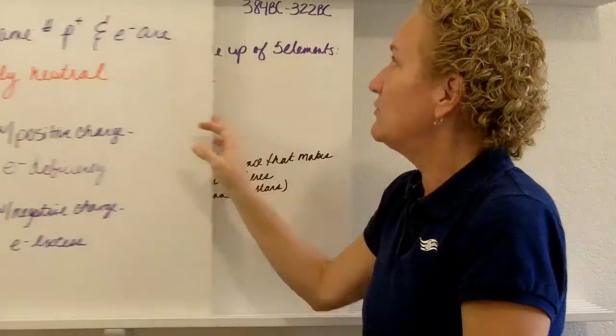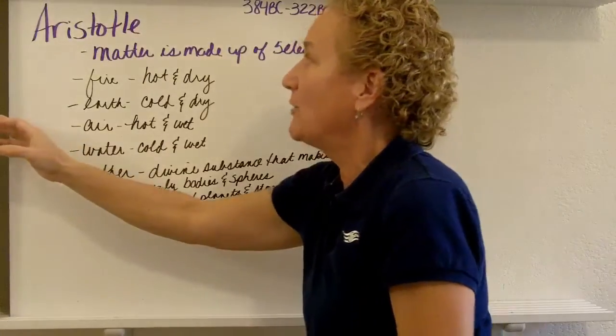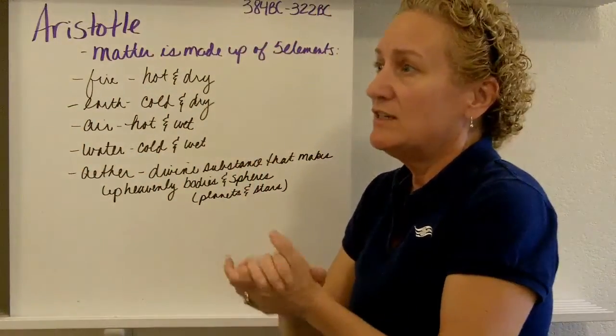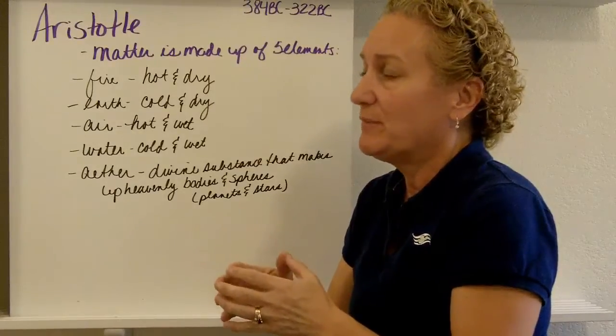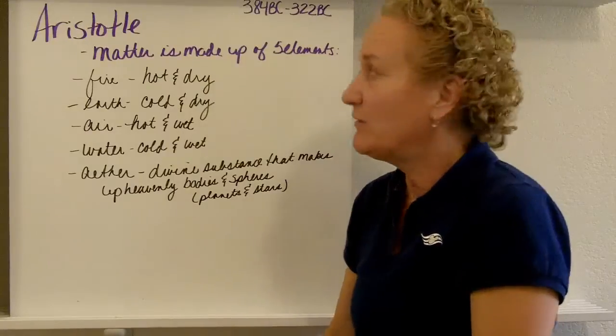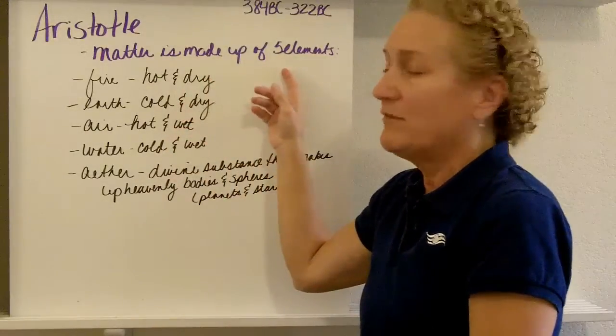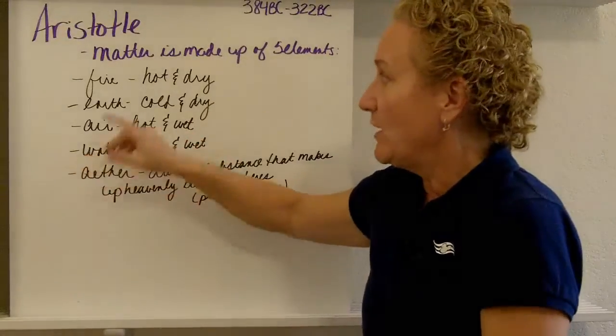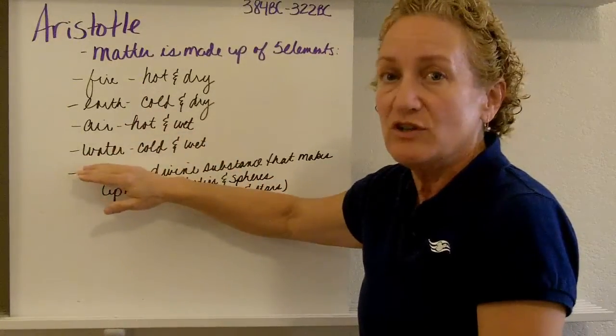So let's talk about the history of how we got where we are. Let's start way back in the 322 BC area with a guy named Aristotle. Now I know we've talked about Aristotle before, but basically what he said is matter is made up of 5 elements, which is interesting because mostly people talk about the first 4, fire, earth, air, and water, which you've heard before.